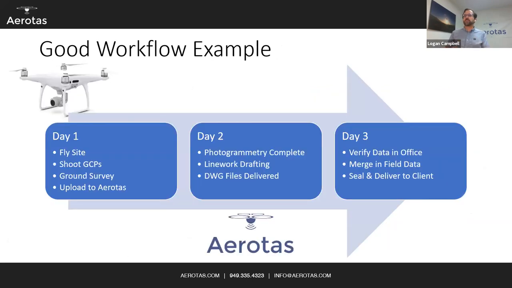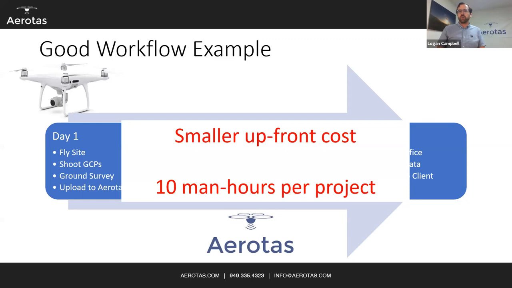Alternatively, you could buy a Phantom 4 RTK, work with a company like Aerotas, where you fly to site, shoot control, send it to us. We do all of the photogrammetry, and by day two or day three, we are delivering complete line work files. And what that means is a much smaller upfront cost. You're not buying all this crazy hardware, a couple grand for maybe a Phantom 4 Pro or a few $10,000 for an RTK. And save time, save money.